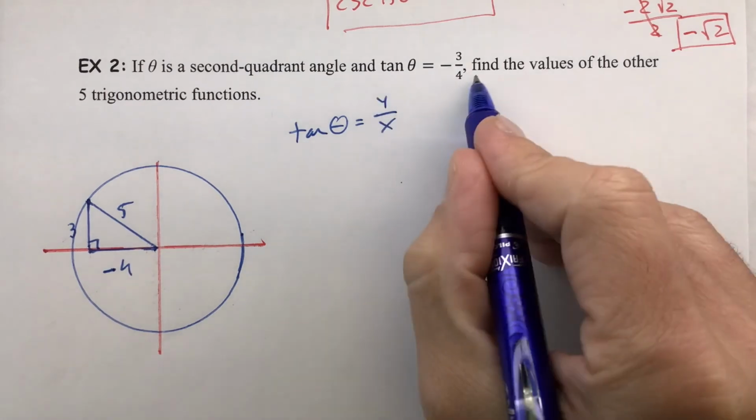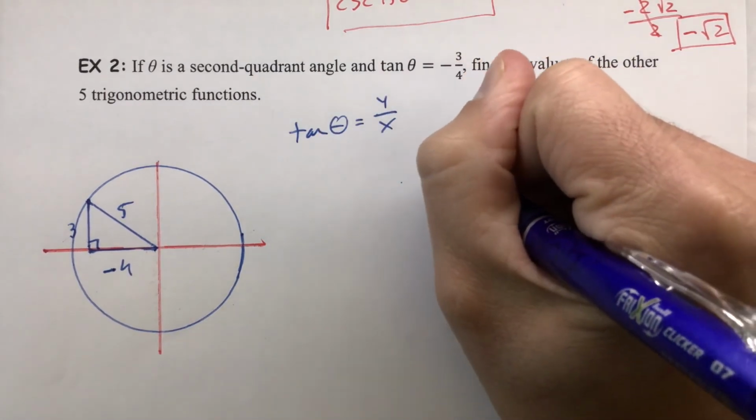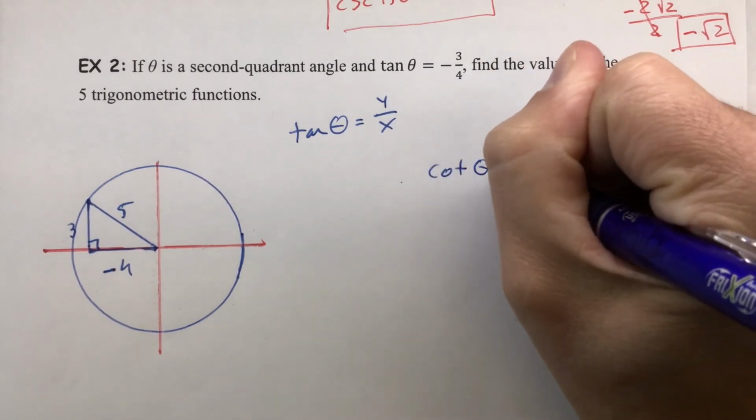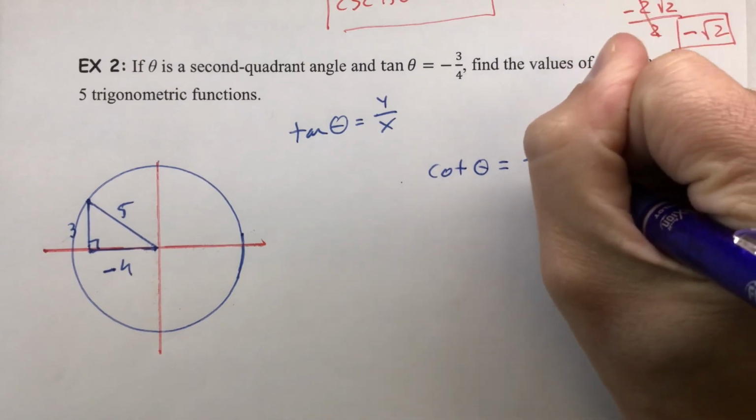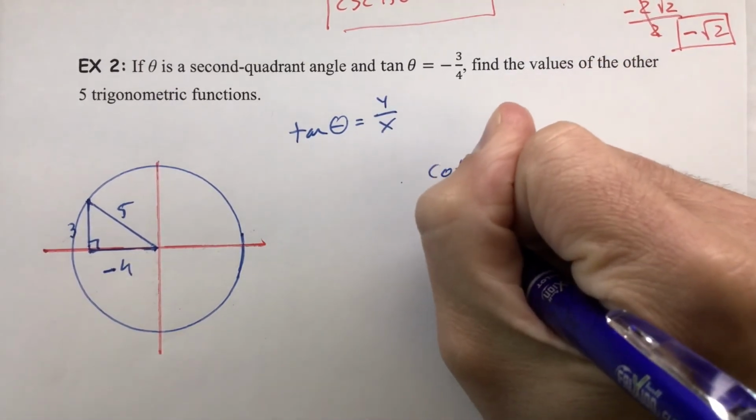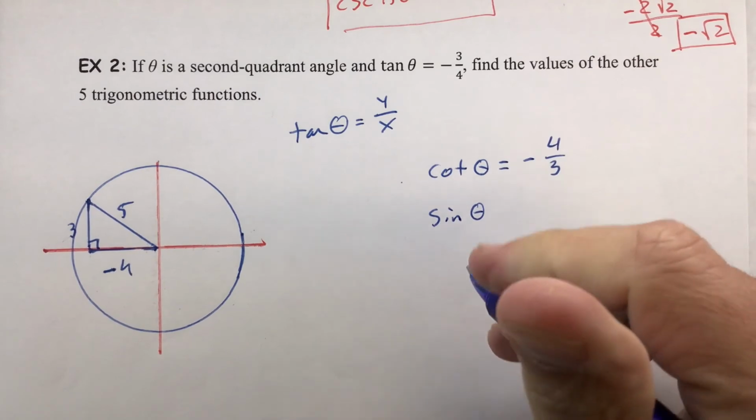we should be able to evaluate the other trig functions. Okay, so we already got tangent. Cotangent, we can knock that one out real quick. That is just the reciprocal of tangent, so that's negative 4/3. Really easy one there.